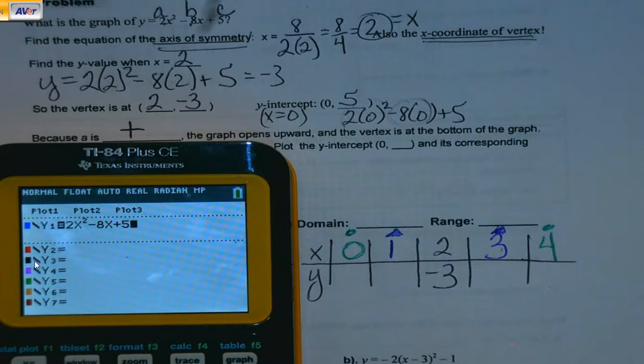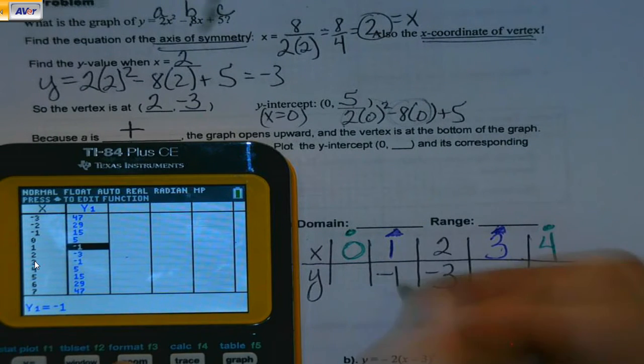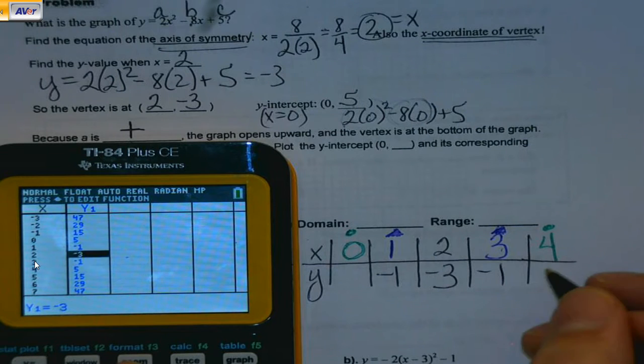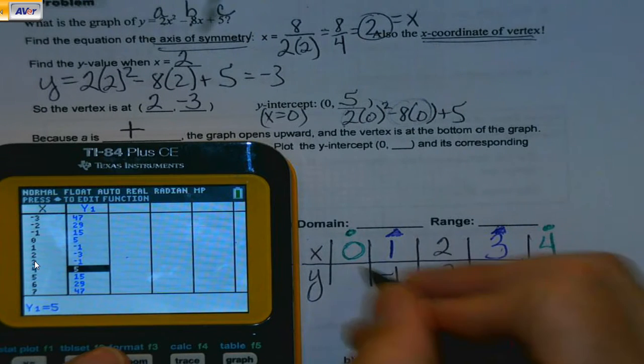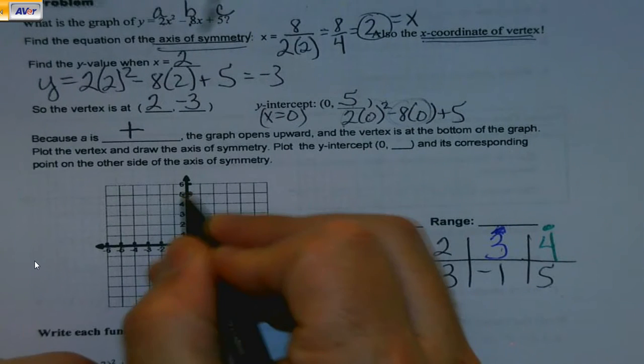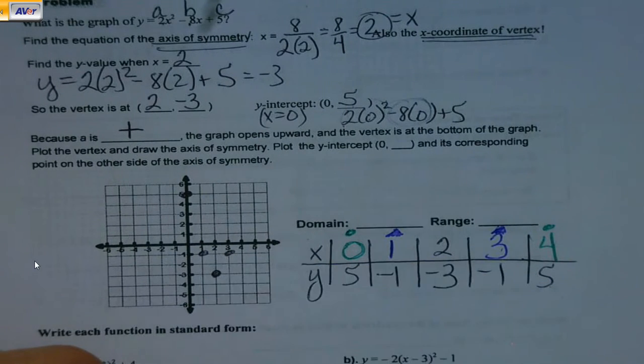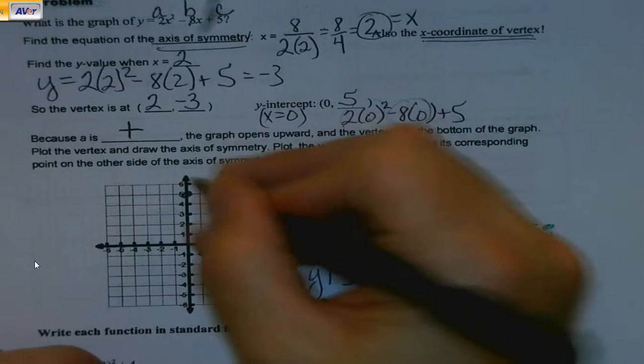So here, if I type my equation in, get that in there, I can look at the chart, and just like before, if I get my vertex in the middle, I should see symmetry above and below. Okay? If it's a whole number vertex, and we'll get to how to deal with that too. So -1 and -1, and 5 and 5. Okay? That works. 0, 5, 1, -1, 3, -1, 4, 5.